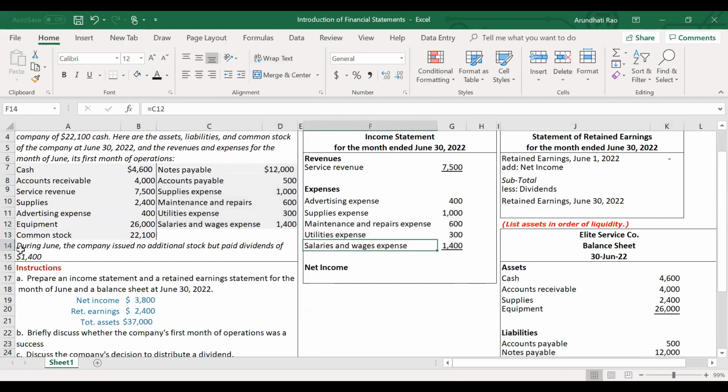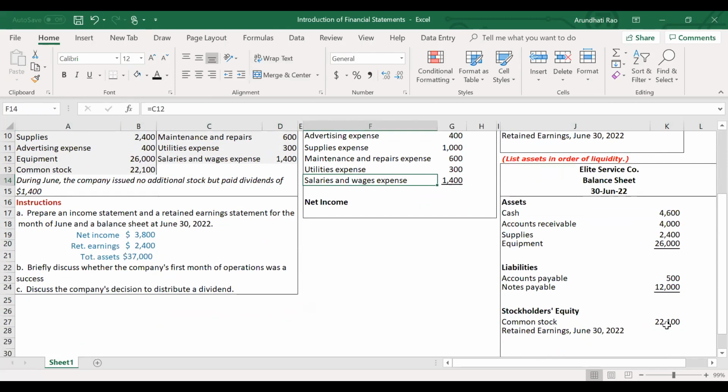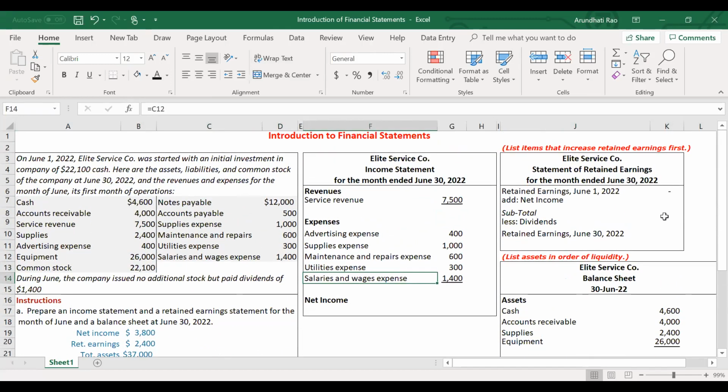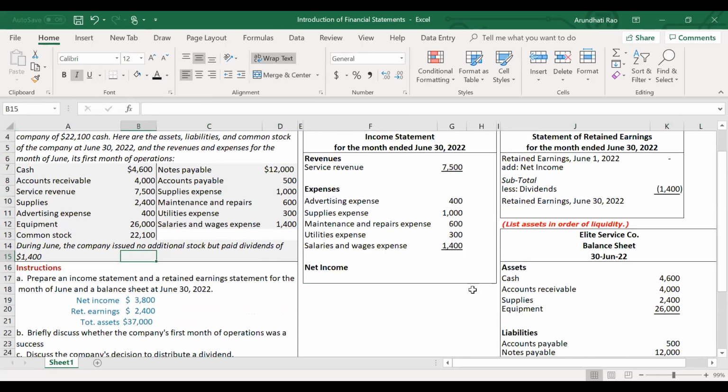What else is left? The last one is during the month of June, the company issued no additional common stock. So the common stock, what they said they invested, that's the same number I have here. But they did pay out $1,400 in dividends. And that number is going to come over here. Payment in dividends, $1,400. So at this point, I have taken care of all the information they have given me. So I'm now ready to finish up my financial statements, and I'll show you how I do that.